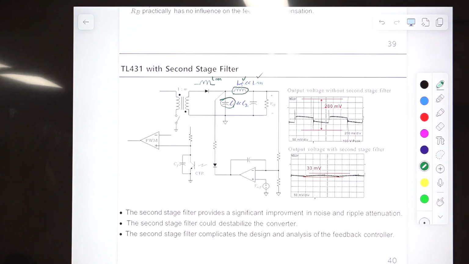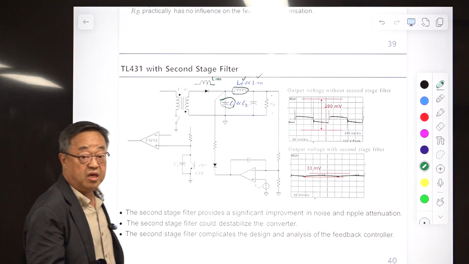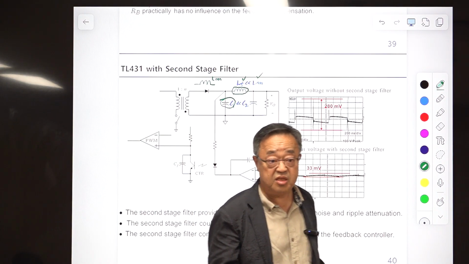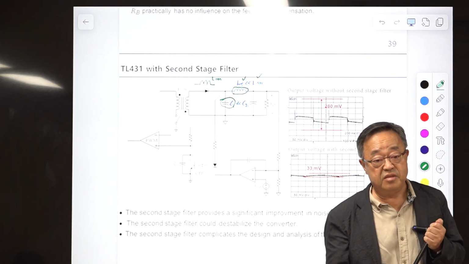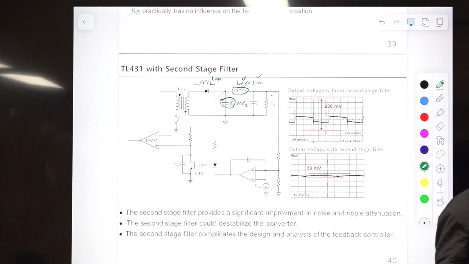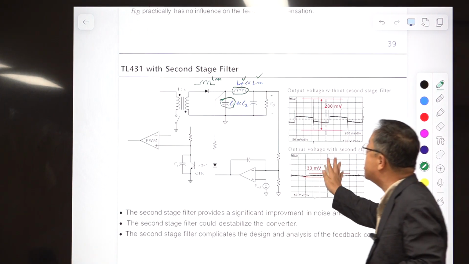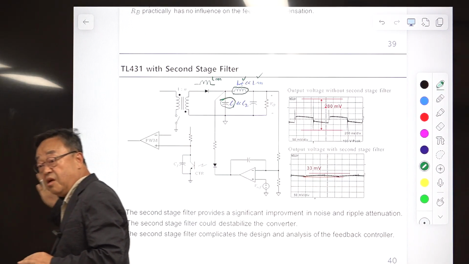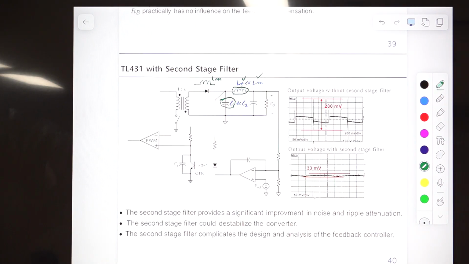Okay, and this photo is taken from Lidri. You know Lidri, the guy named Lidri. He was my colleague when I was studying. He proposed this second stage filter. Many people are using this without analysis, but there is one problem with this, because then the power stage becomes fourth order. You should deal with a fourth order system, and he proposed a systematic way of dealing with that.